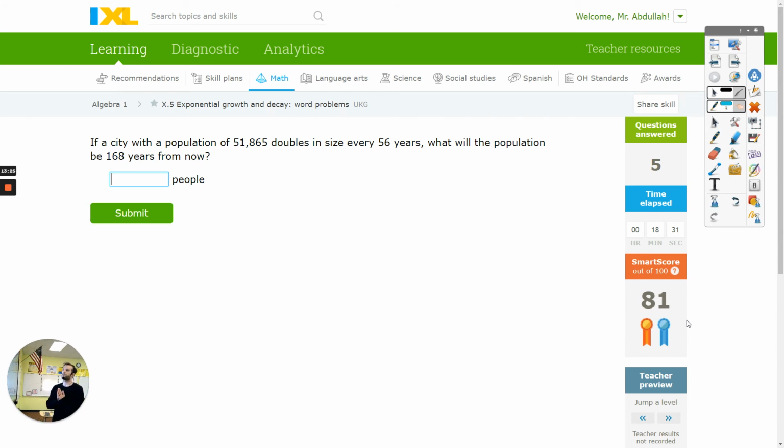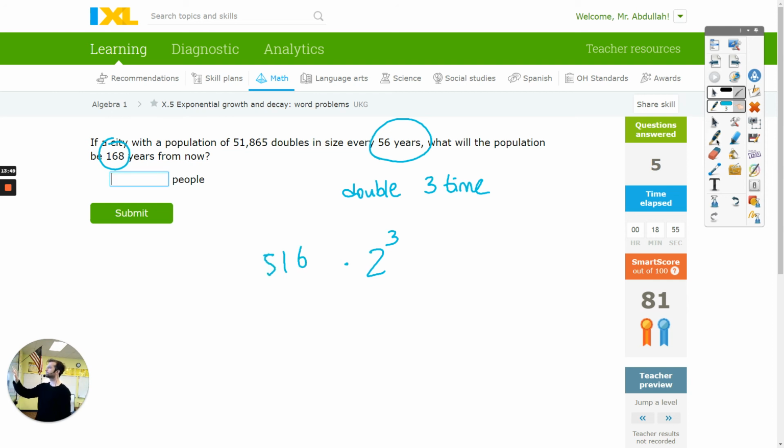So if a city with a population of 51,865 doubles in size every 56 years, figure out how many 56 goes into 168. So it'll double 3 times. So doubling 3 times is this, 2 to the power of 3. The initial number was this. Use a calculator, see what the answer is.